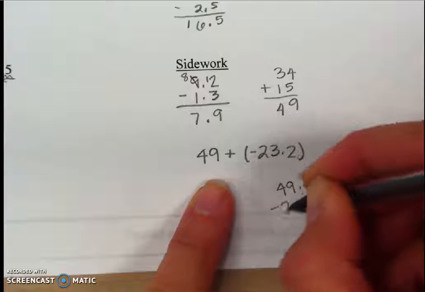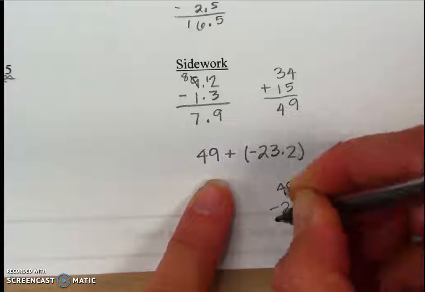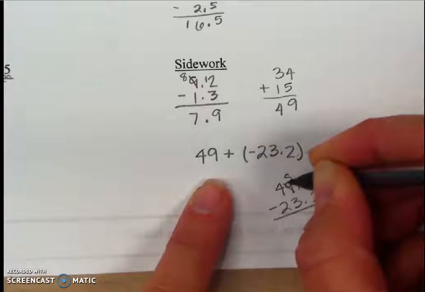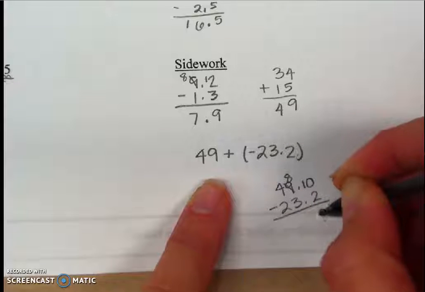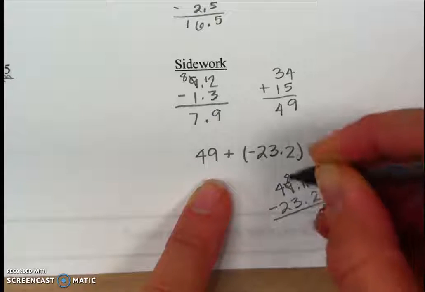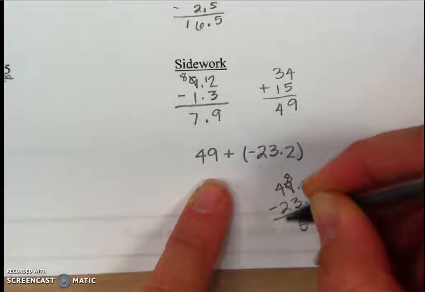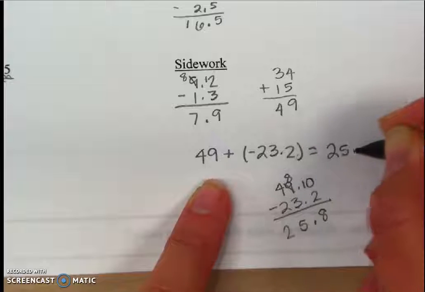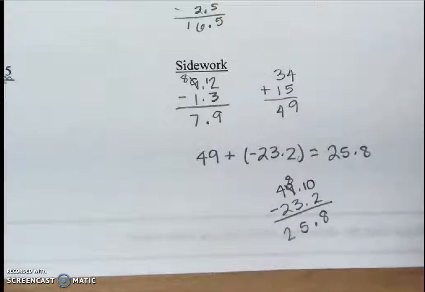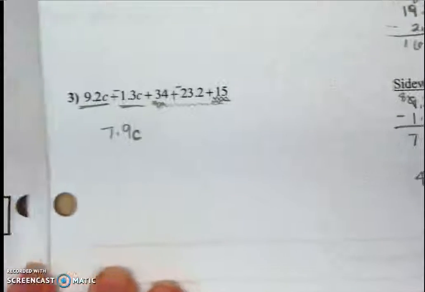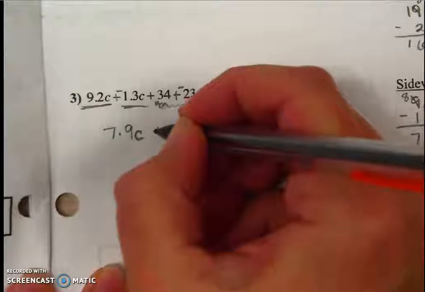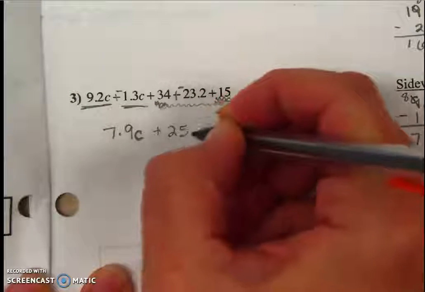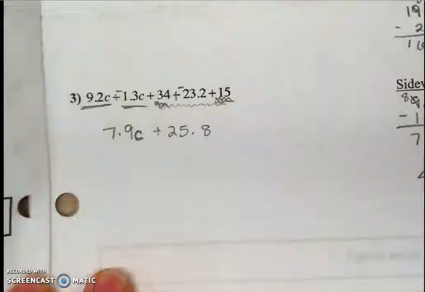49.0 minus 23.2. Again, we need to borrow, so I'll borrow right there. 10 minus 2 is 8, bring down the decimal. 8 minus 3 is 5, and 4 minus 2 is 2. So that's going to give me positive 25.8. All right, so when all of those constants were combined together, I got positive 25.8.